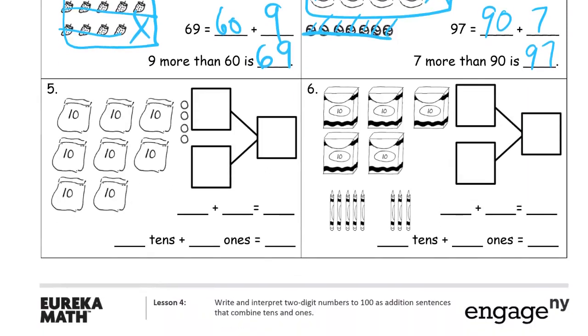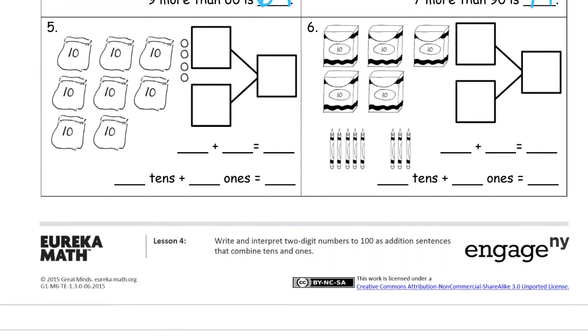Please say these sentences out loud. Read them out loud. Say them with your voice. Don't just think them in your head.